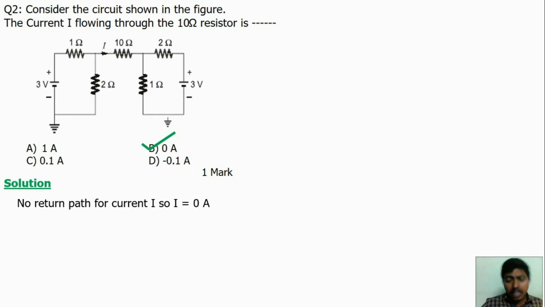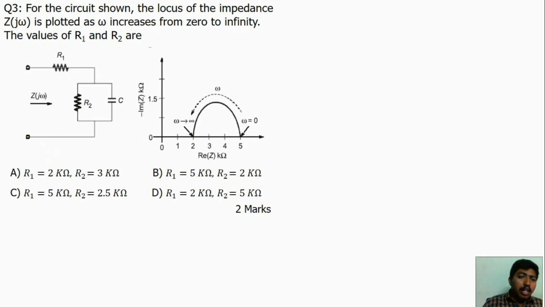Now we will solve the third question. This is two more questions. The objective of the question is to find the values R1 and R2. Here the relation is given, frequency versus impedance. Just observe the graph. By the graph, when omega is equal to 0, what is the value of impedance?